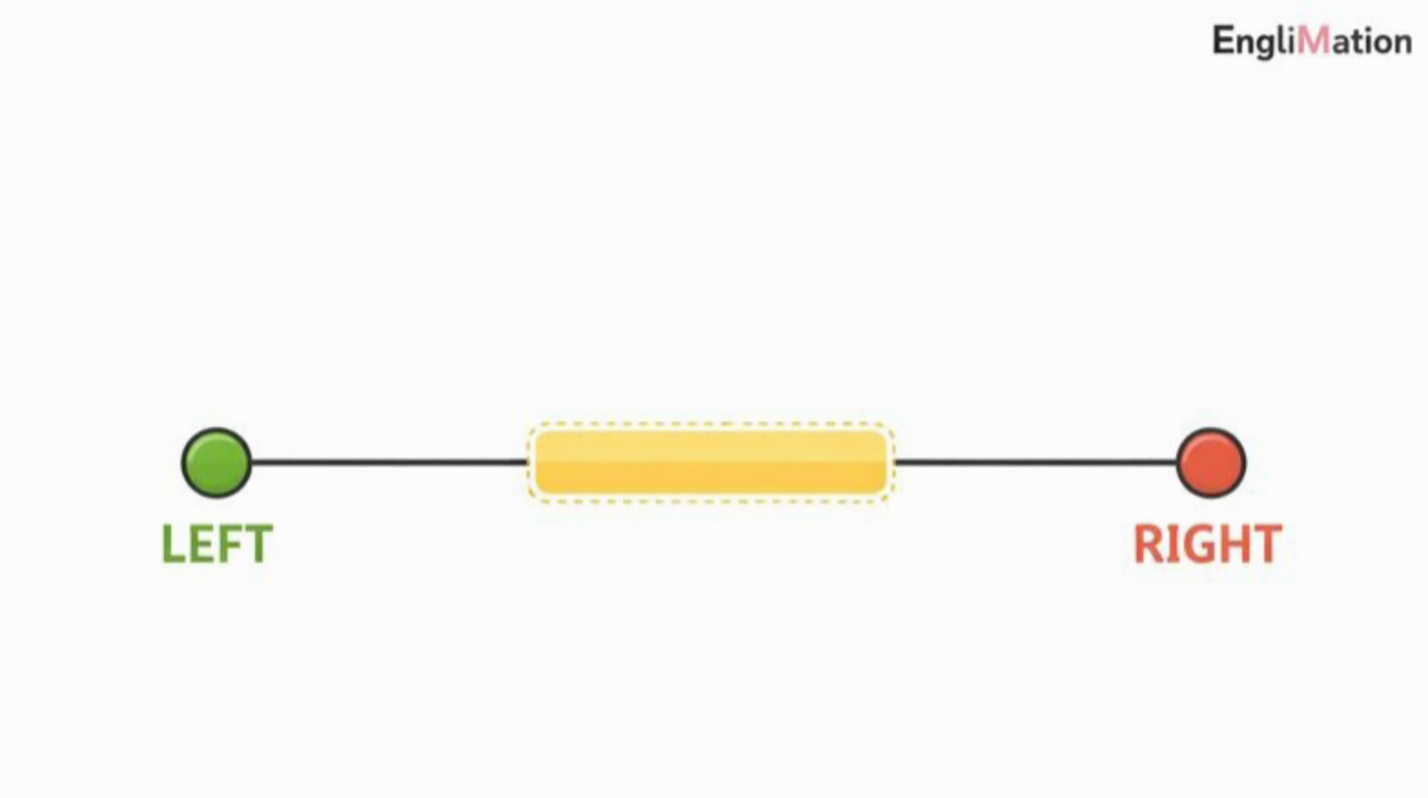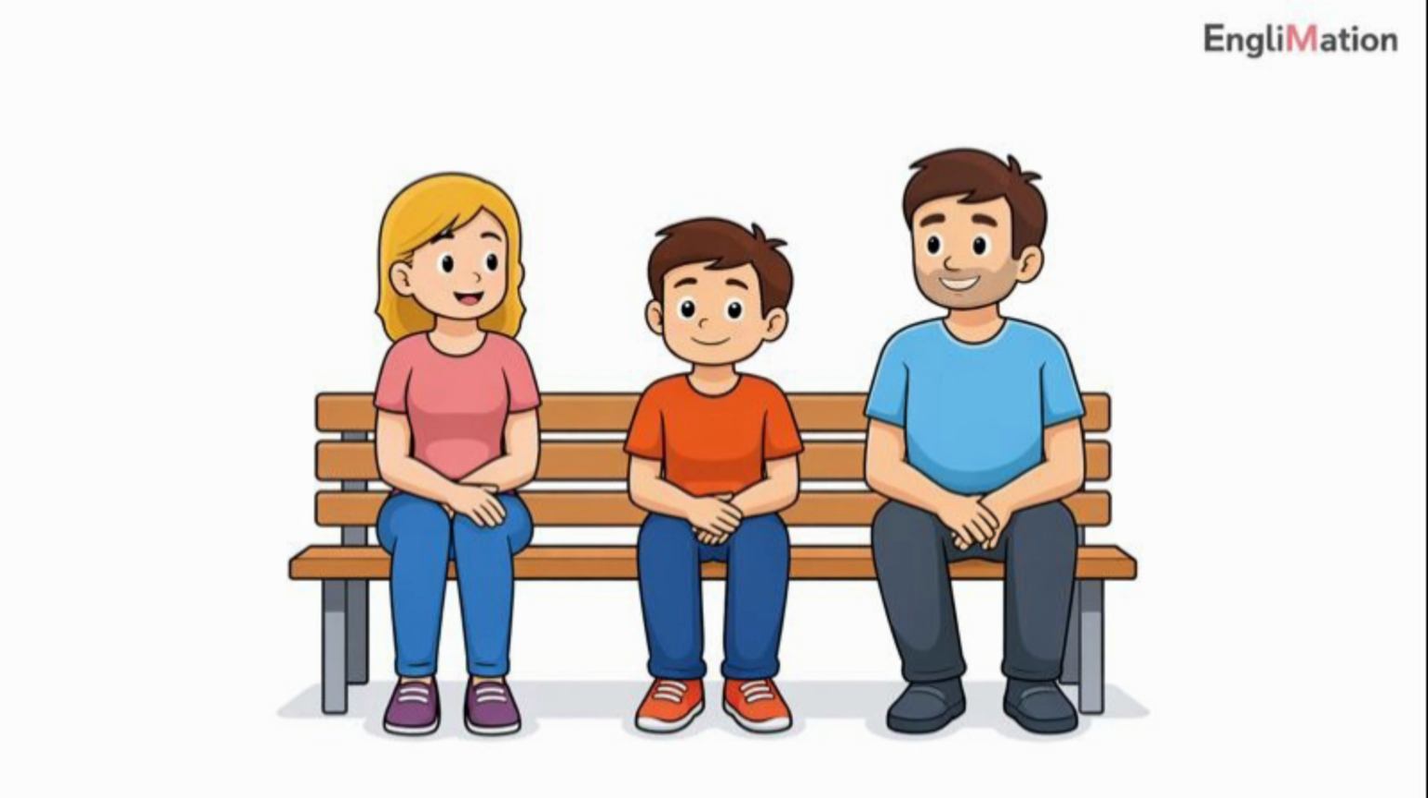In the middle of means position between two ends. It does not focus on edges or boundaries. It focuses on the space that lies between them. For example, she is sitting in the middle of the bench. This tells us she is seated between the two ends, not at either side.